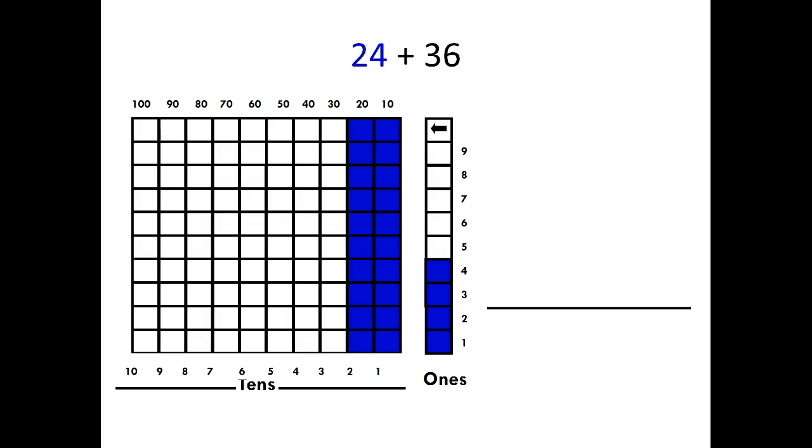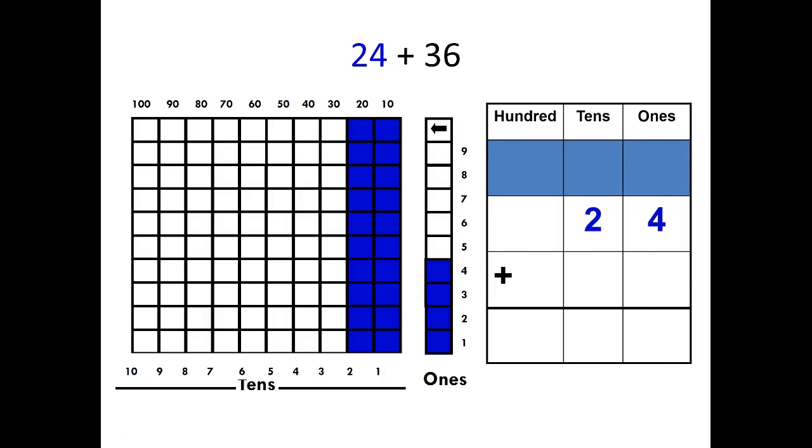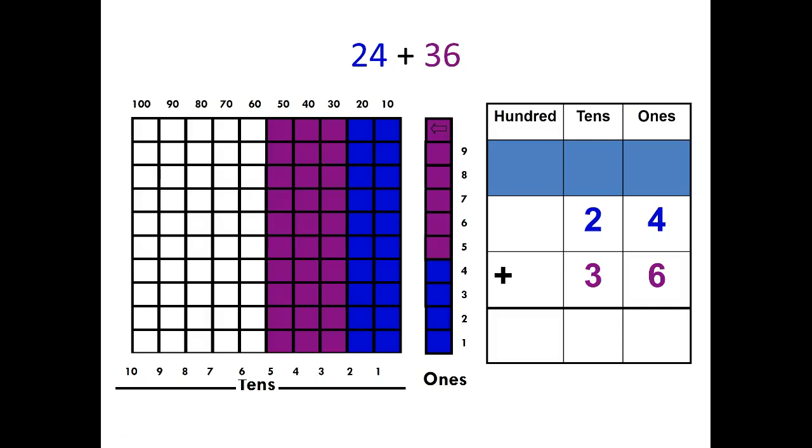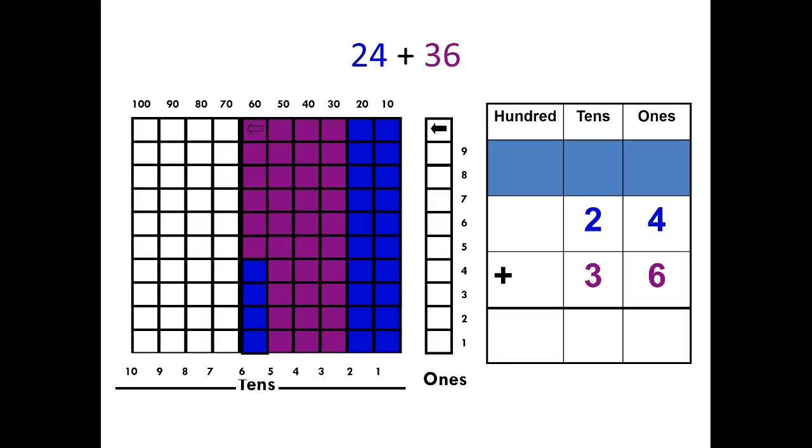Now, we need to regroup. So what if we have 24 plus 36? We have 2 10s, 4 1s, and we show that we have 24 as our first addend. Then we add 3 rods to make it 3 10s, and add our 6 1s. Notice now that our 1s is full, so we can take it and move it over to add it to our rods. Notice that this 10 is added to our 10s column to show the action that occurred with the rod going over.